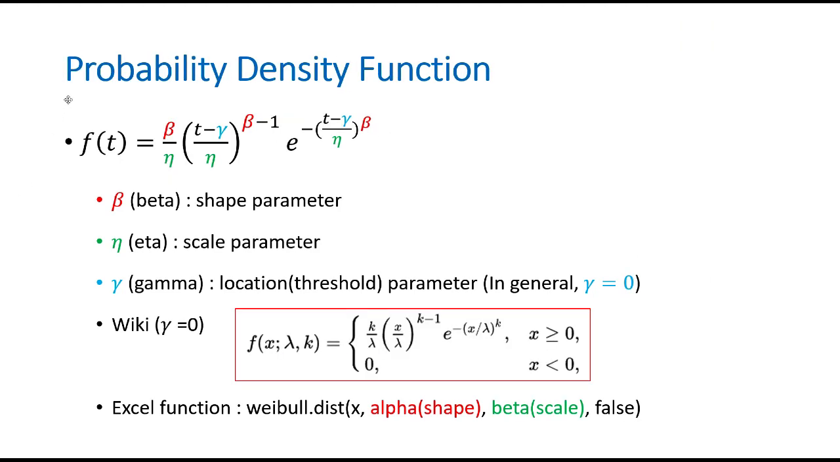This is a probability density function for Weibull distribution. And again, beta is a shape parameter and eta is a scale parameter, right? Again, we can set gamma as 0. And this is the formula in Wikipedia. And in Excel, we can use the WEIBULL.DIST function. So time, variable, and shape and scale parameter, and first option.